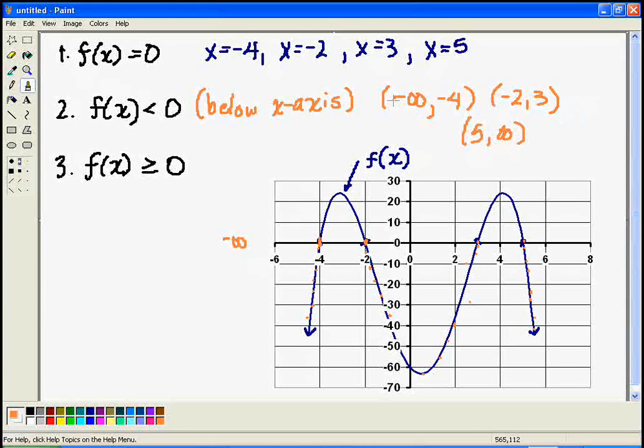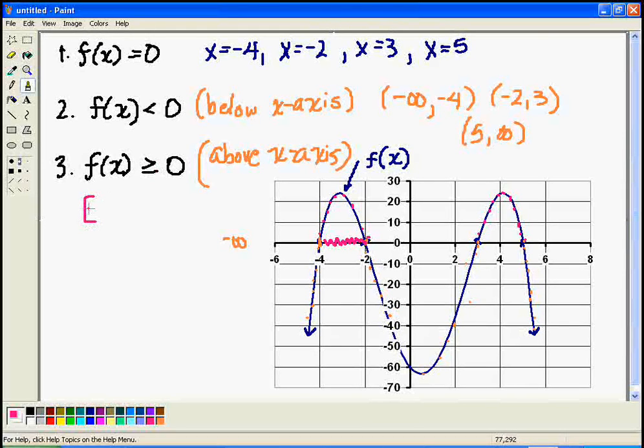Finally, I want to know, when is this function greater than or equal to 0, or in other words, above the x-axis. And I see that that occurs here and here. And now remember, I want to report the corresponding x values, these x values here. And now this time I also want to report when it's equal to 0, so I'm going to use my closed brackets.